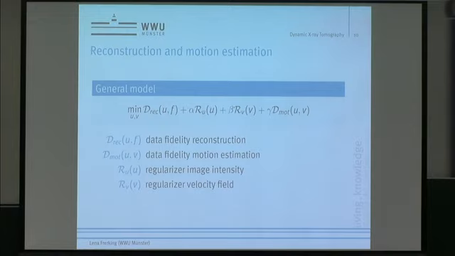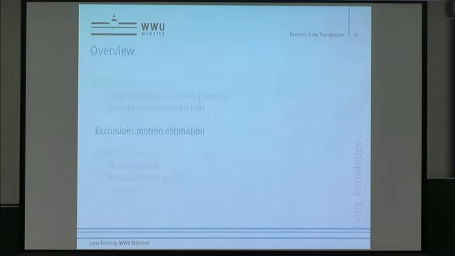As you can see, this model gets minimized with respect to u and to v, which means that as a solution for this model, we get the image intensities of the reconstructed images and the velocity fields for all time steps. Okay, now the question is, of course, what does this data fidelity for estimating motion look like?